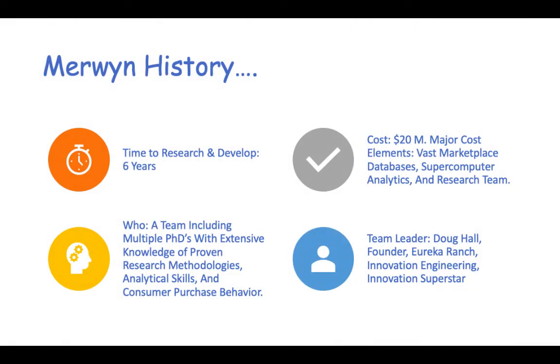Okay? So a little bit of history on Merwyn. It took 6 years to research and develop. It included a team of multiple PhDs with extensive knowledge of proven research methodologies, analytical skills, and consumer purchase behavior. It cost $20 million to develop, primarily through having to acquire vast marketplace databases using supercomputer analytics and the research team itself. The team leader for all this, you've heard the name before, was Doug Hall at Eureka Ranch.